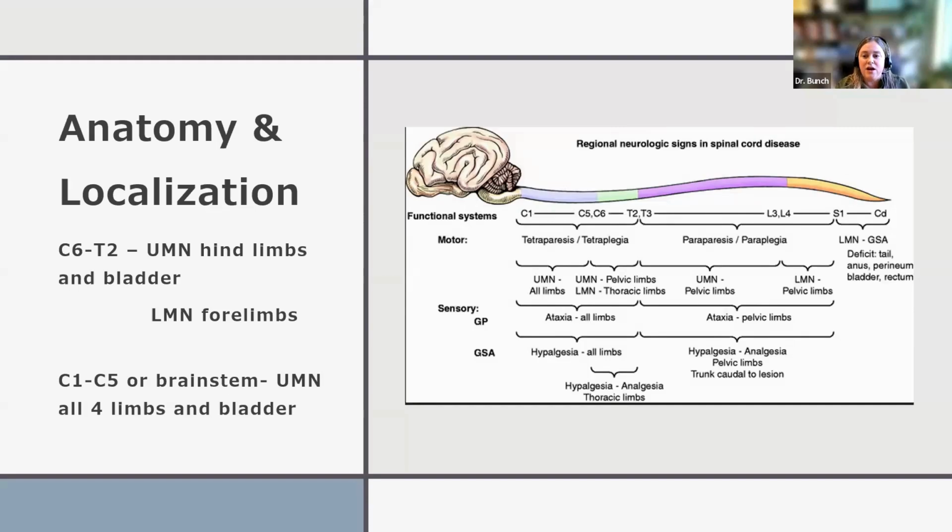So we could have lower motor neuron signs to one leg, one forelimb, because maybe we have a lateralized disc, or a nerve root injury, or brachial plexus injury, or a neoplasia, right? And in those cases, the hind limbs could be normal. So just keep those things in your mind.